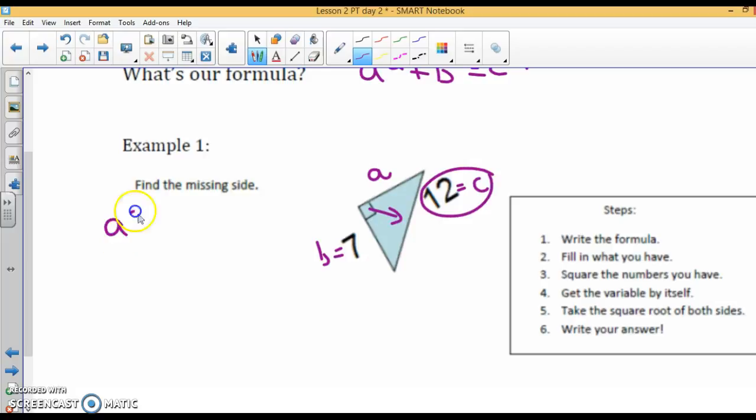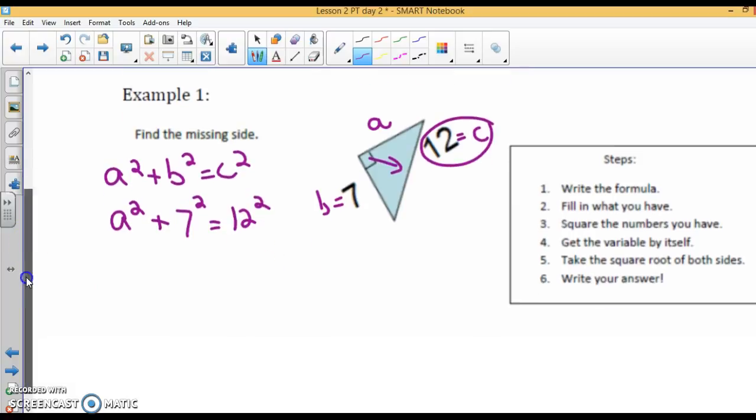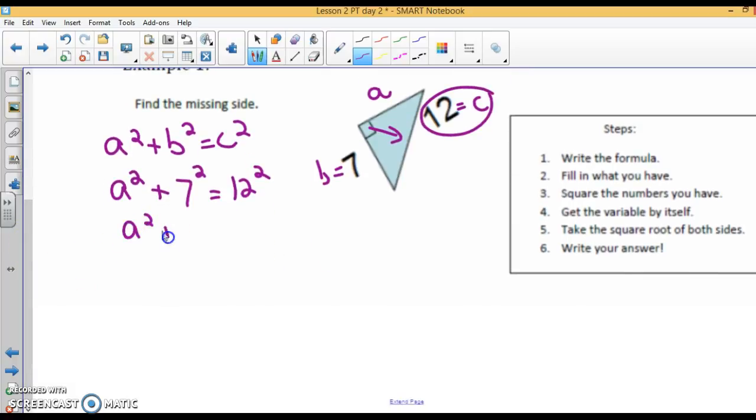So, let's write down our Pythagorean theorem. a squared plus b squared equals c squared. I don't know what a is, so I'm going to leave a blank. Plus, b squared, b is 7, so 7 squared. c is 12. Now, let's work this out. So, a squared plus 7 squared, which is 49, equals 144.